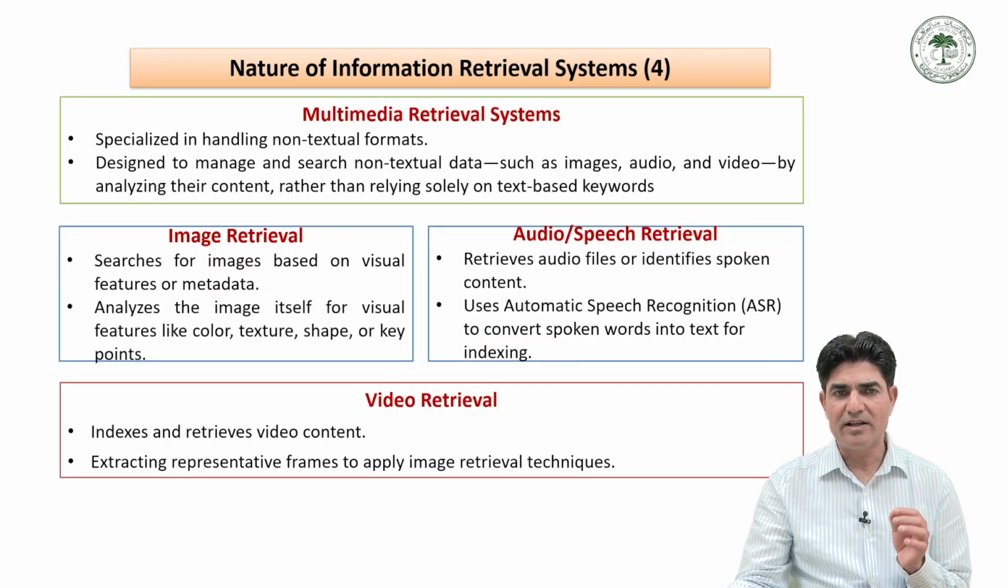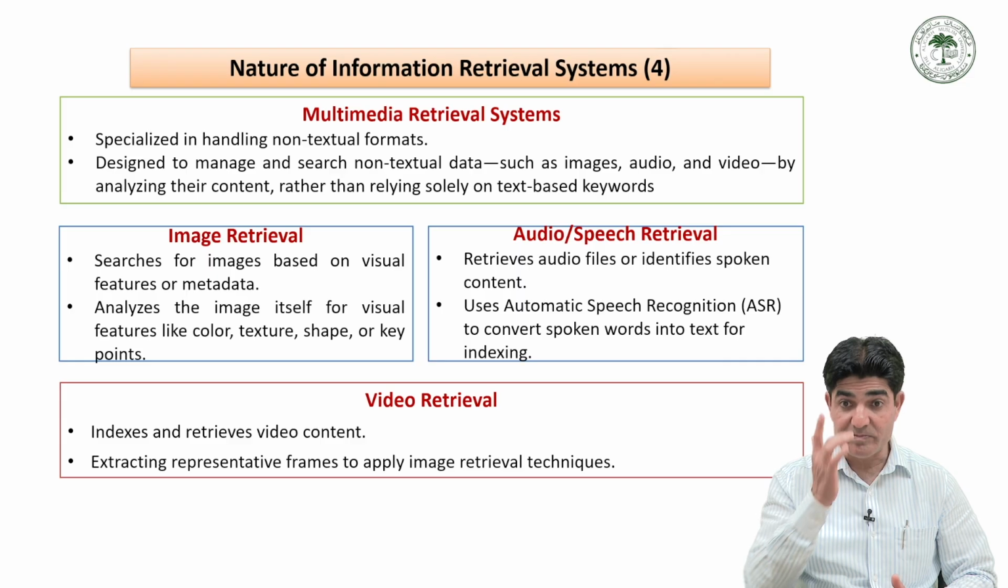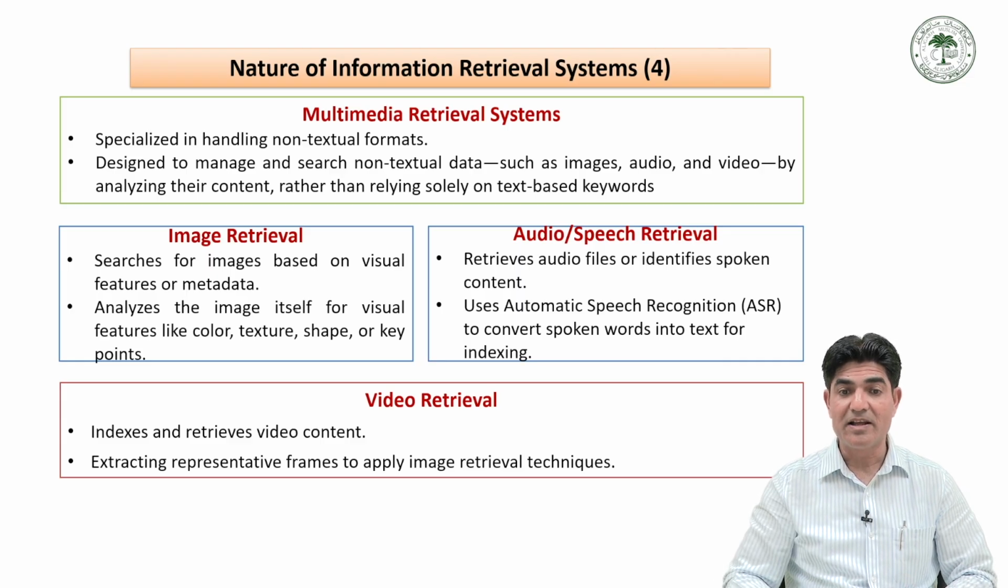So another kind of information retrieval system may be the multimedia retrieval system, a specialized information retrieval system for handling non-textual formats of information and data. They are specifically designed to manage and search non-textual data such as images, videos, and audios by analyzing their content rather than relying solely on text-based keywords. So image retrieval, audio or speech retrieval, and video retrieval systems come under this category.